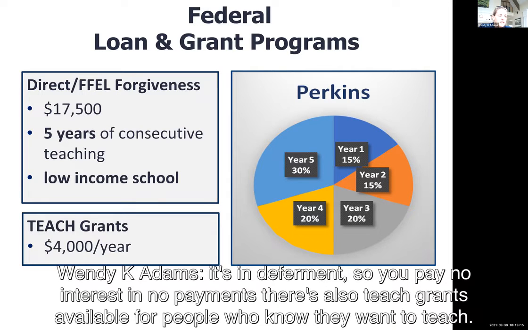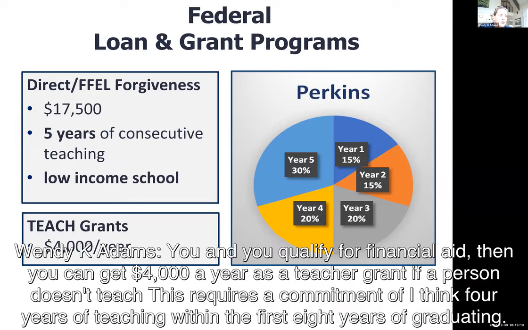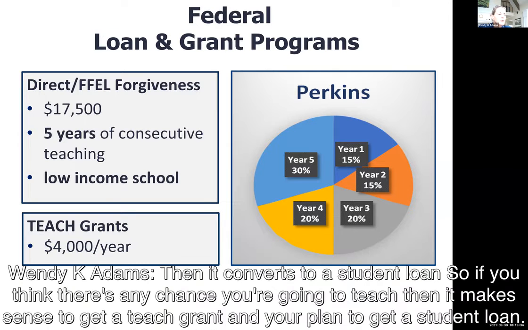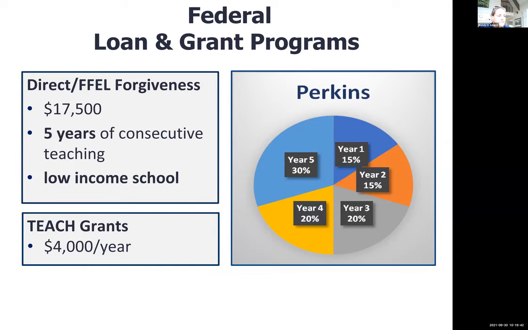There are also TEACH grants available for people who know they want to teach and qualify for financial aid. You can get $4,000 a year as a TEACH grant. This requires a commitment of, I think, 4 years of teaching within the first 8 years of graduating. If a person doesn't teach, it converts to a student loan. So if you think there's any chance you're going to teach, and you're planning to get a student loan, then it makes sense to get a TEACH grant.